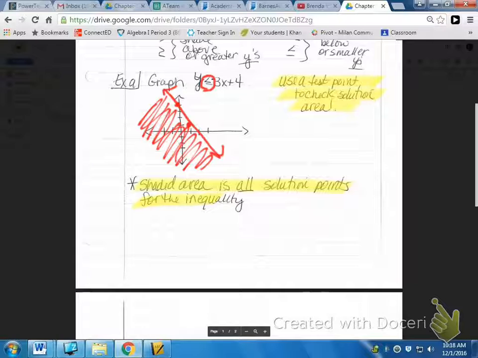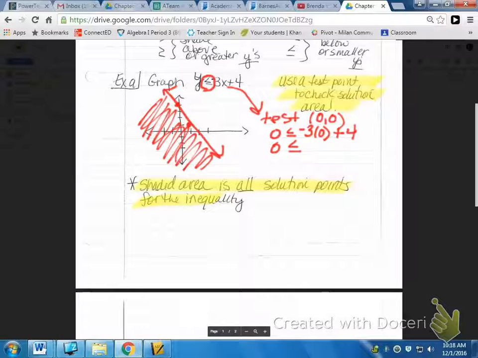So, if I test 0, 0, it should be yes, it should work. Here's what I mean. 0 in for y, I'm using this, is less than or equal to negative 3 times 0 plus 4.